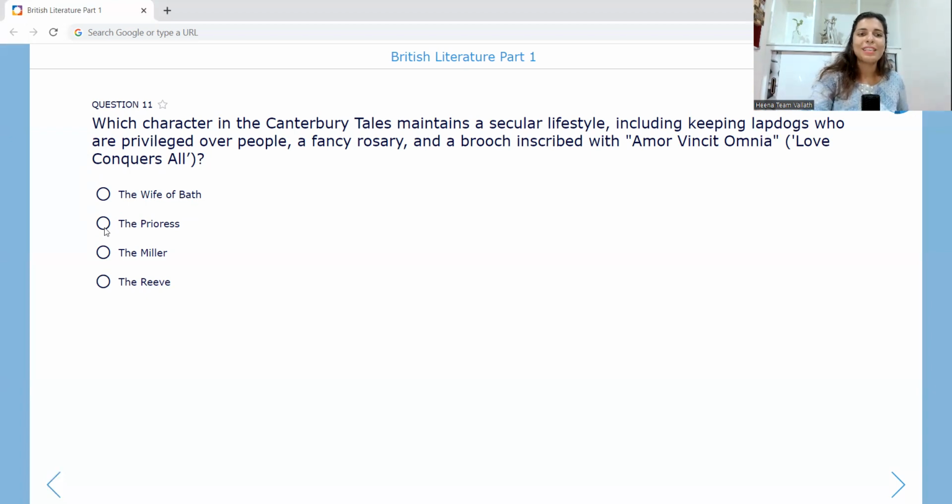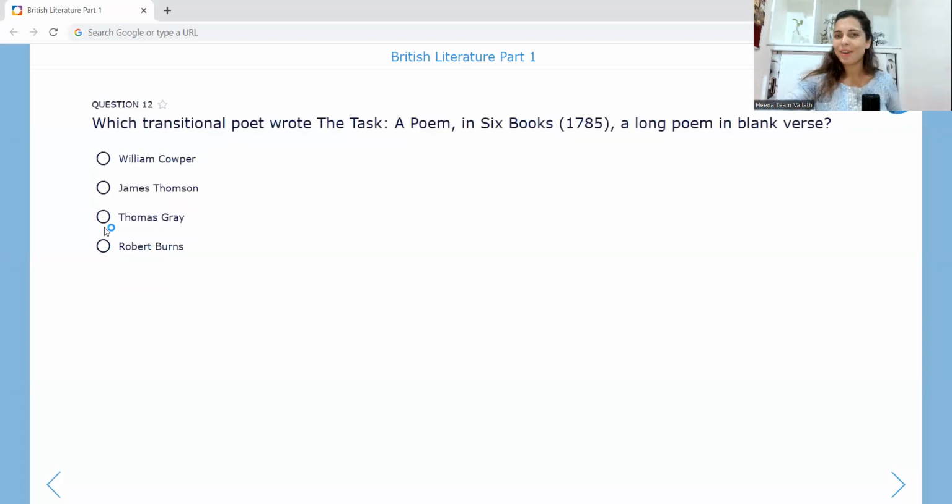The name of the prioress is Madame Eglantine, a lady who just tries to seem very courtly in her behavior. She eats so carefully that not even a drop should spill. She speaks incorrect French, but in that nasal tone. She tries to be very gentle, very womanly. She has this brooch, which means love conquers all, amor vincit omnia. It is the prioress, in the Canterbury Tales, a collection of 24 stories by Geoffrey Chaucer. Yes? This takes us to question number 12.